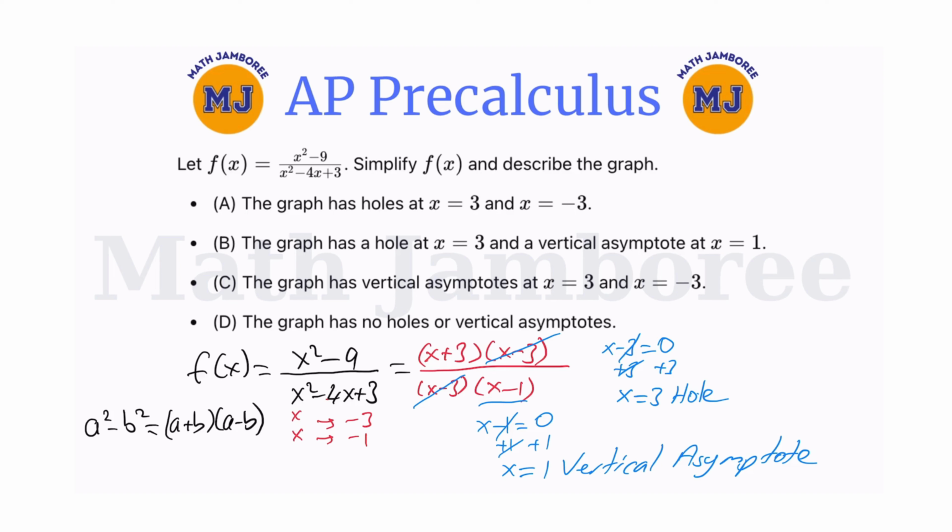Some of you might ask, why don't we have a vertical asymptote at x equals negative 3, since we had x plus 3 in the denominator too? No vertical asymptote occurs when there is a hole, so this cancels this out. That's why, based on our analysis, choice A is not the answer. Choice B is the perfect match, C is not, and D is not. Choice B will be the answer for our question.